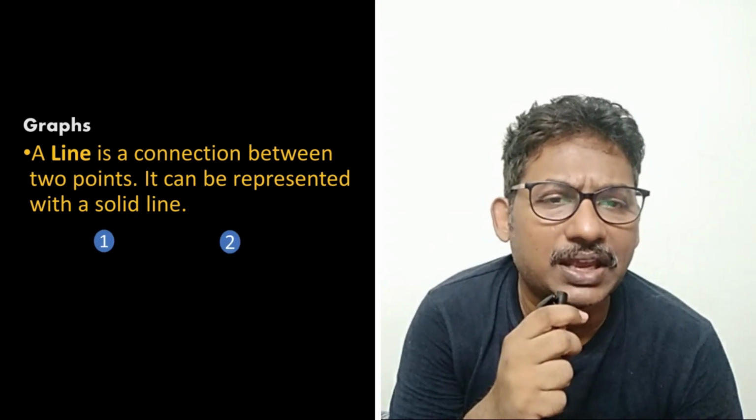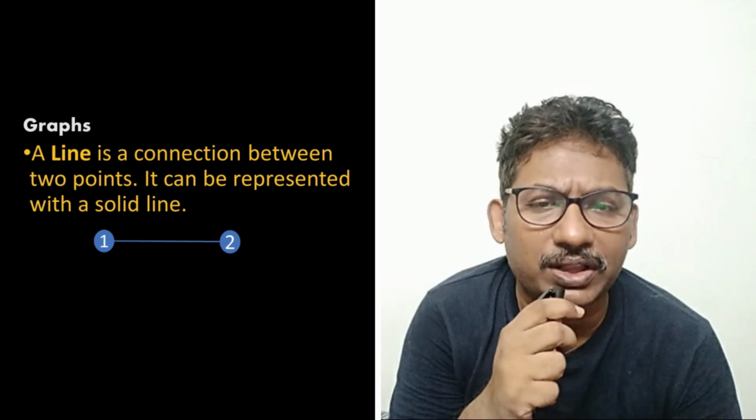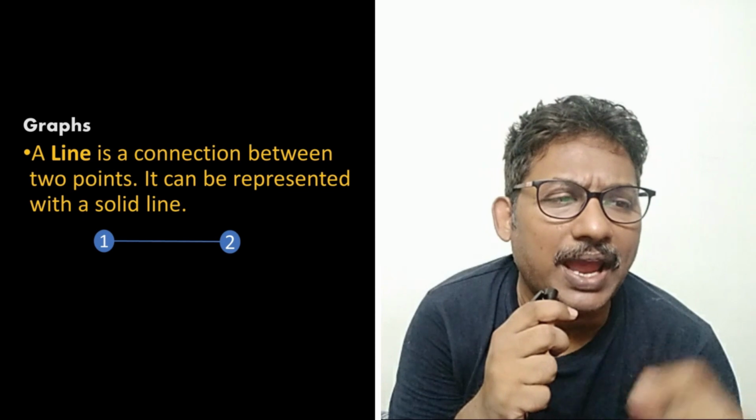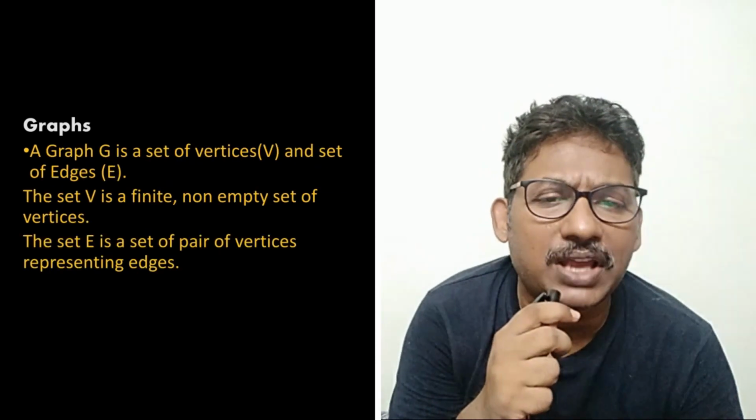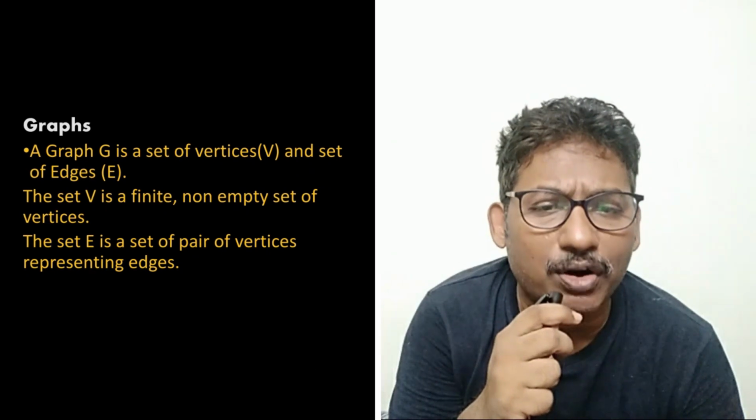A line is a connection between 2 points. It can be represented with a solid line. 1 and 2 are two different points, and these 2 points are connected with a line.